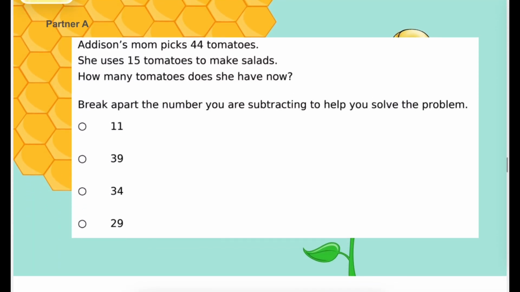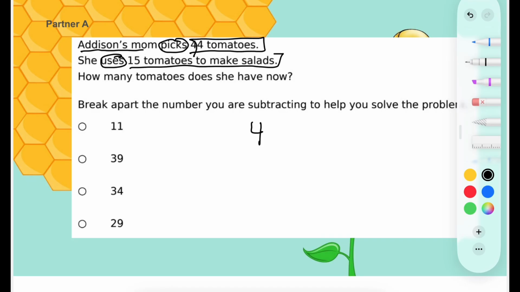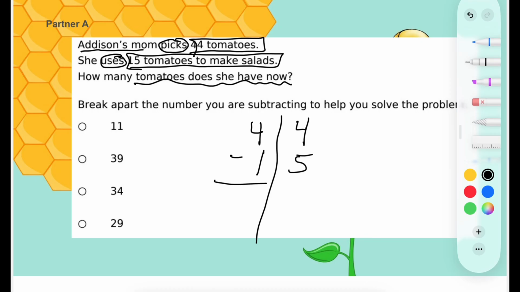Now, we're going to try this one. Allison's mom picks 44 tomatoes. She uses 15 tomatoes to make salads. How many tomatoes does she have now? The word uses is a key word that means subtract. So I'm going to subtract 44 minus 15. Ask myself, do I have enough? And I don't.